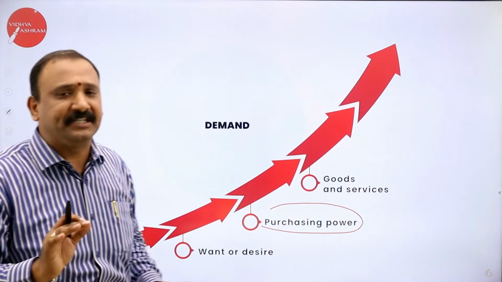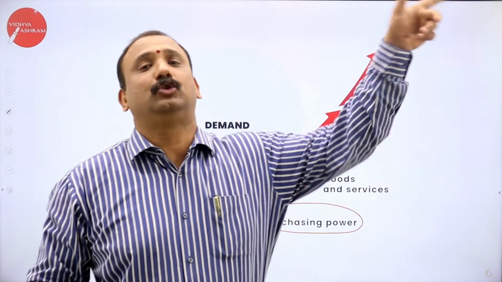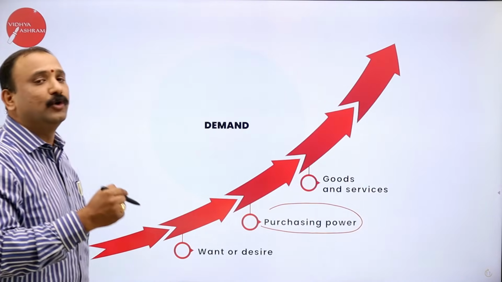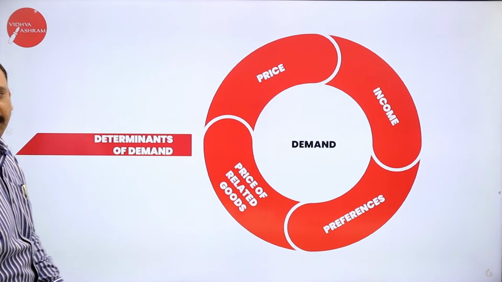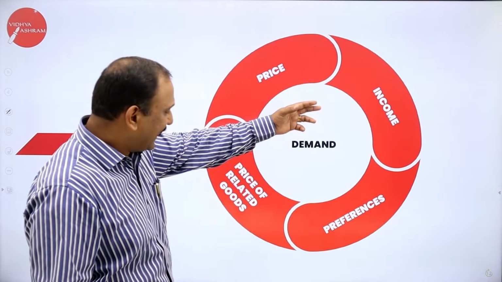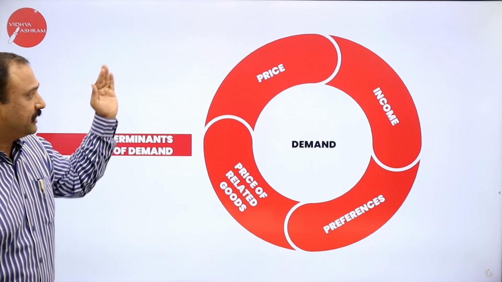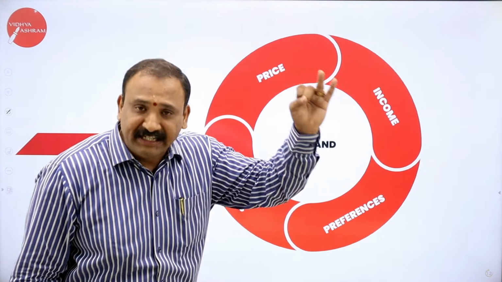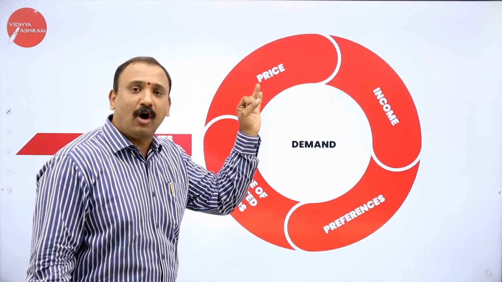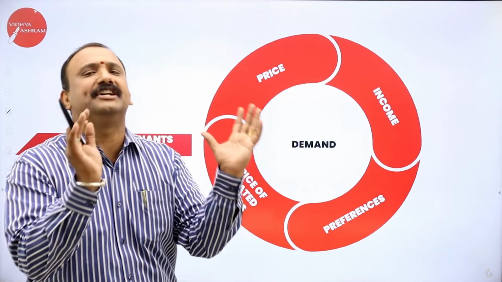So demand cannot be satisfied just by a thought process. It requires purchasing capacity. It requires the means through which you can buy the necessary goods. Moving forward, what are the constituents of demand? Price, income, preferences, prices of related goods. So demand is a combination of 4 factors: the price of the good, the income of the consumer, the price of the related good, and the preferences the consumer has. This is a combination factor.